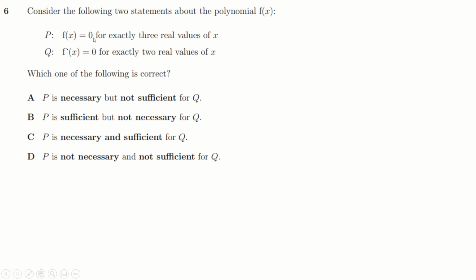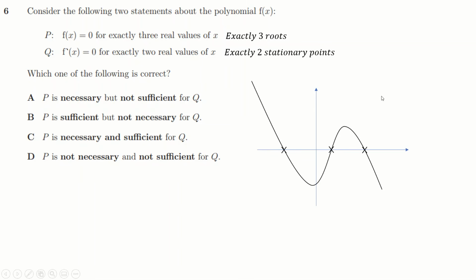Question number 6. So f of x equals 0 for exactly 3 values. So essentially this is saying f of x has 3 roots. And this is saying f dashed of x equals 0 for 2 values means it has 2 stationary points. So we're looking at a graph with 3 roots and 2 stationary points. The first graph that comes to mind might be this cubic here. Or the other way around, who cares?